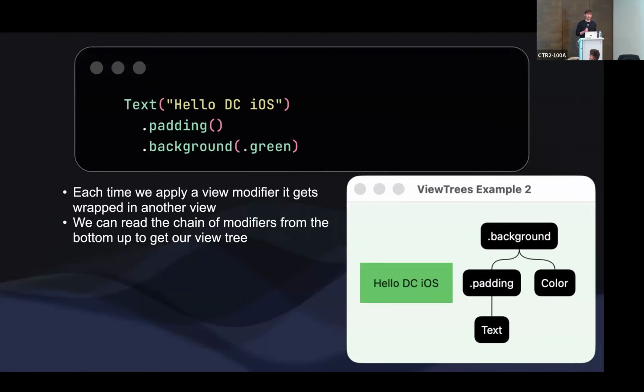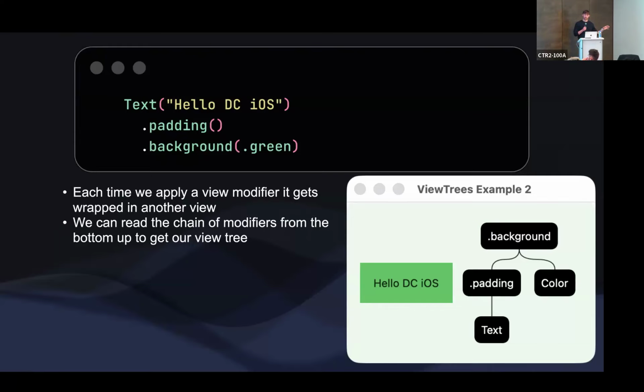A common beginner's mistake with SwiftUI is thinking that all the modifiers are applied at the same time. But really, it's helpful to think of them as an assembly line, like I mentioned, or as an equation with order of operations. So we're slowly building up the view. Each time we're applying a view modifier, like I said before, it's getting wrapped in another view. And we can read our chain of view modifiers from the bottom up to get our view tree. So like I said before, the background view is going to be the root of our view tree here because it's the last view modifier called.